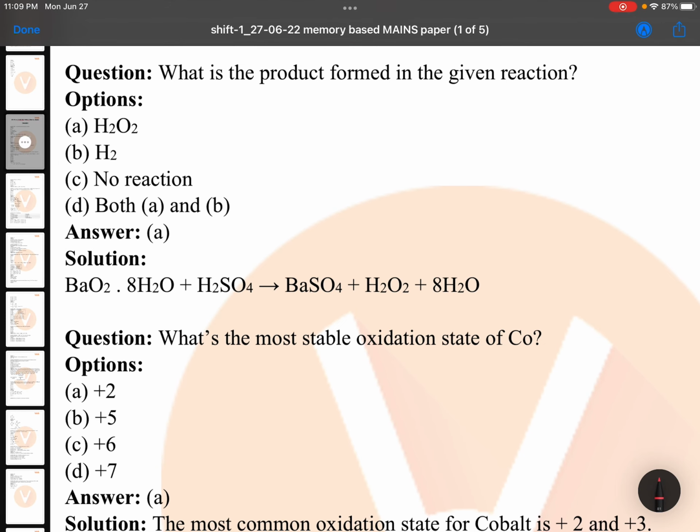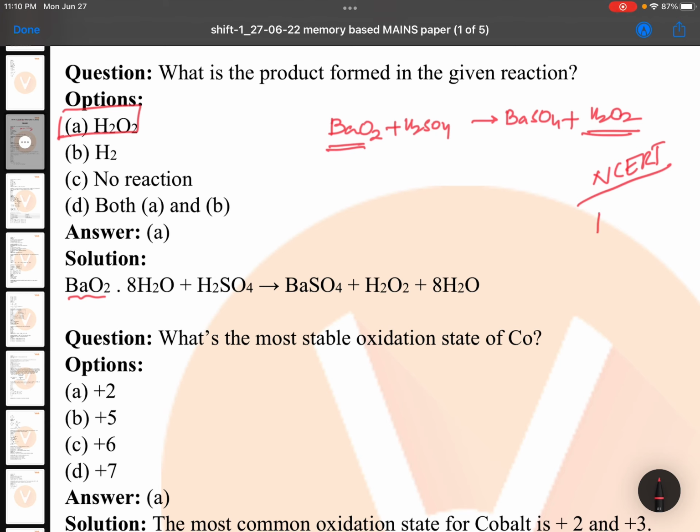What is the product formed in the given reaction? Sorry, by mistake, this reaction is not given. That is the barium peroxide reaction. When barium peroxide is treated with H2SO4, it forms barium sulfate and hydrogen peroxide. So this is the preparation of hydrogen peroxide from barium peroxide. One wonderful method of preparation, and it is from NCERT. Topic name: hydrogen and its compounds. In your NCERT you can see hydrogen.